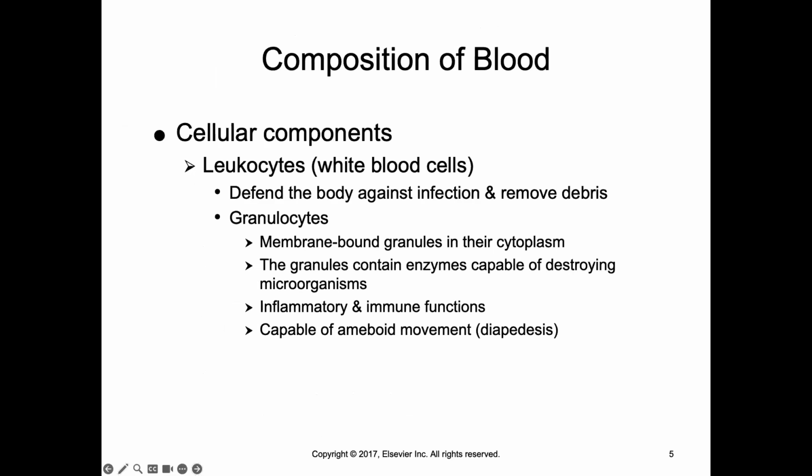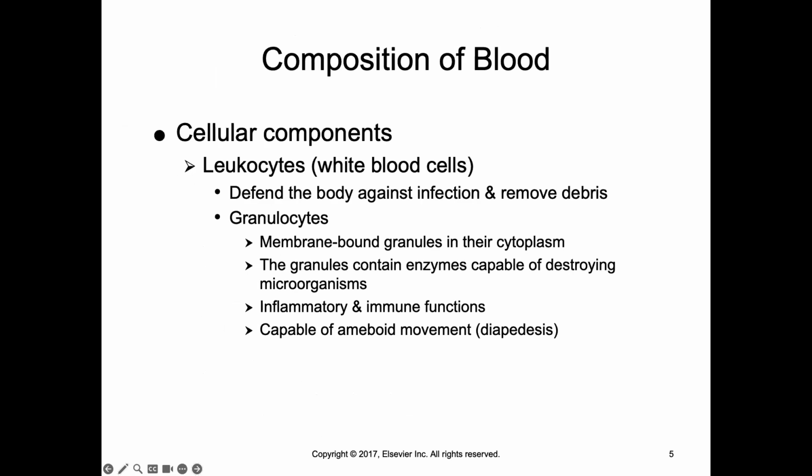The cellular components are the white blood cells. The leukocyte's job is to defend against disease. And you can split them into the granulocytes and the agranulocytes. The granulocytes have granules that stain with something called Wright's stain, which is basically a combination of a red dye called eosin and a blue dye called methylene blue.